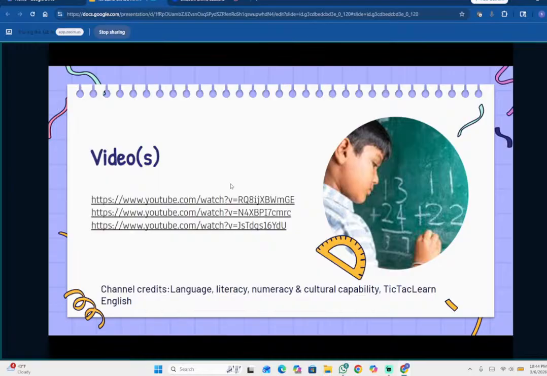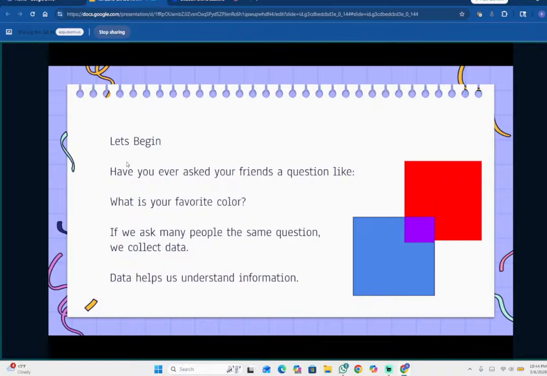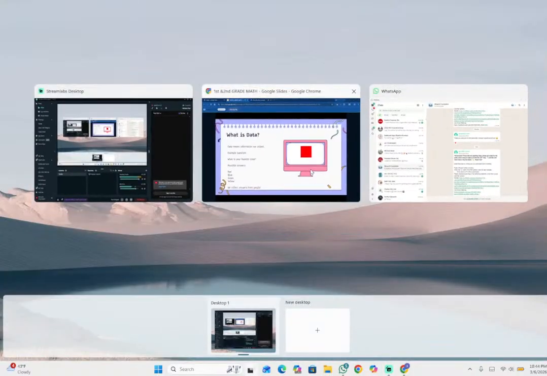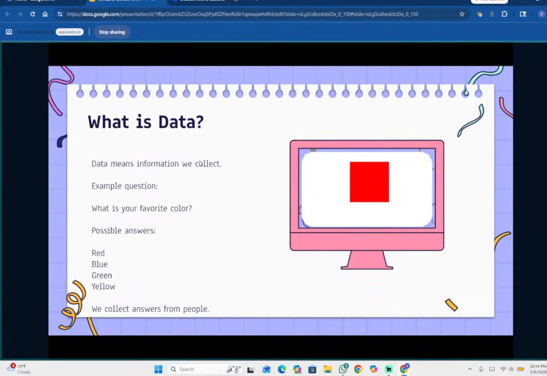So we will come back to the videos after a brief summary of what it is. First, let's begin with, have you ever asked your friends a question like, what is your favorite color? If we ask many people the same question, we collect data. Data helps us understand information. What is data? Data means information we collect.